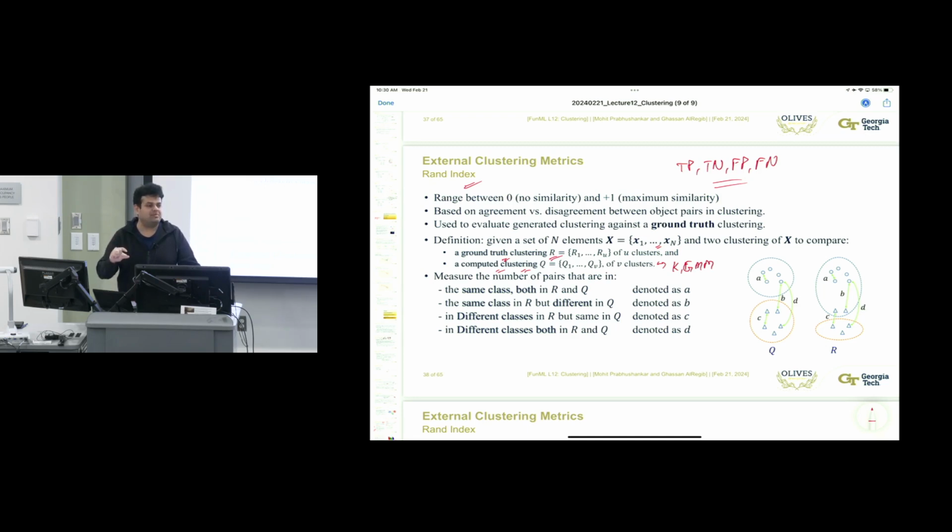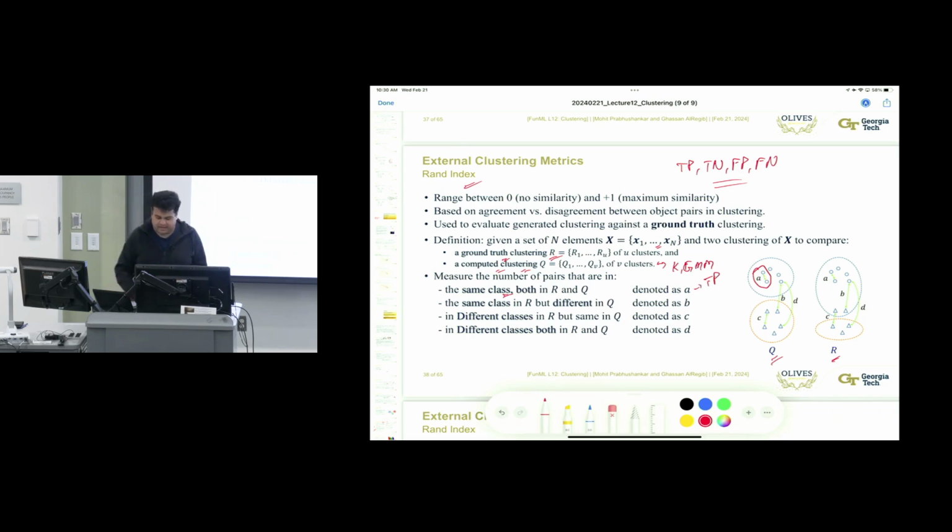Now we measure the number of pairs of co-occurring elements in the same pair. So in this case, let's say same class both in R and Q. This A over here, both of these elements are within the same cluster if I use Q or if I use R, right? That exists, that is true. So think of this as true positives. Then let's look at the last one, different classes both in R and Q. So the last one is D.